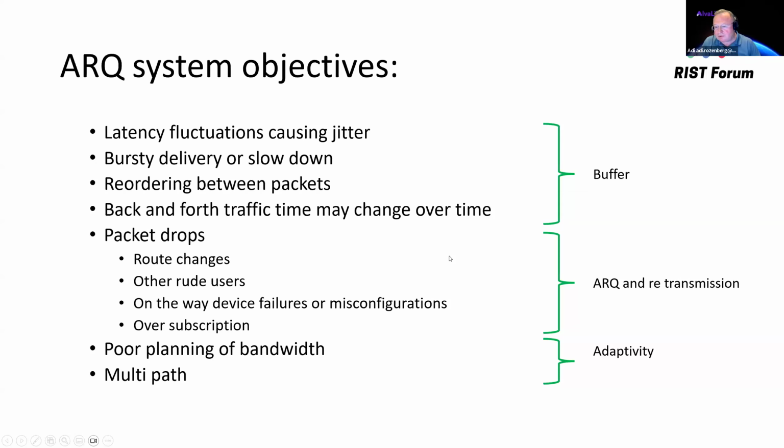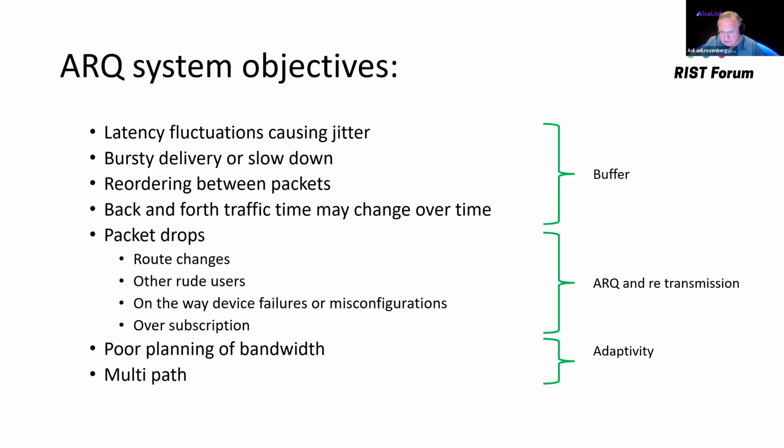The first thing we are talking about, the fundamentals, is buffer. We need a buffer on the receiving end so that latency fluctuation causing jitter can be taken out by the use of a buffer. Bursty delivery slowdown, once again, we have a buffer to do that. Any reordering between packets, we need to have a buffer and ordering inside the buffer to take care of that. Back and forth time can change. For that, we need to have enough buffer to make sure that whatever communication we send back and forth, we can deal with that.